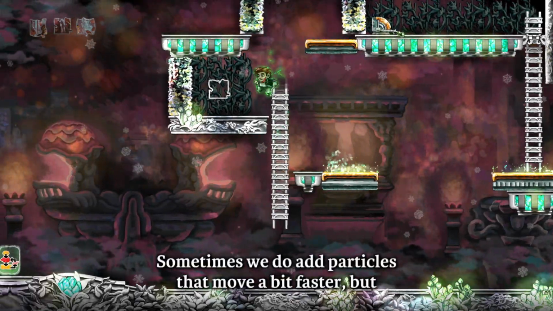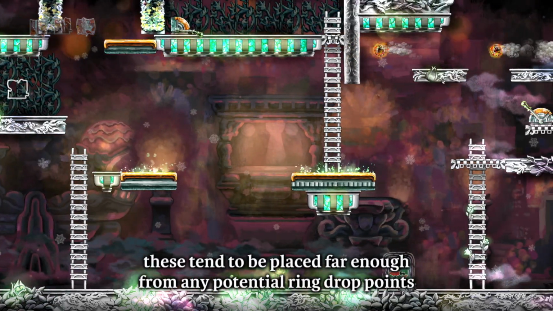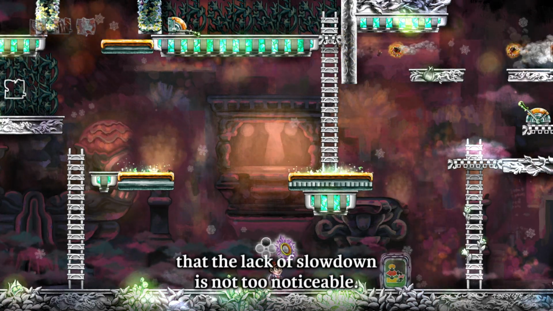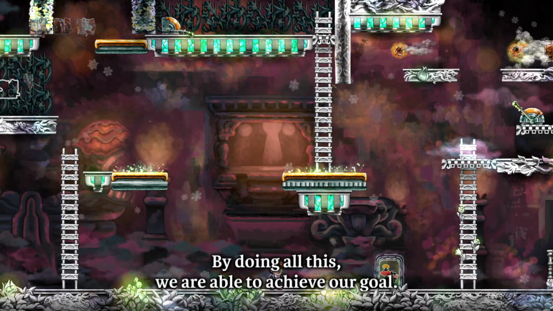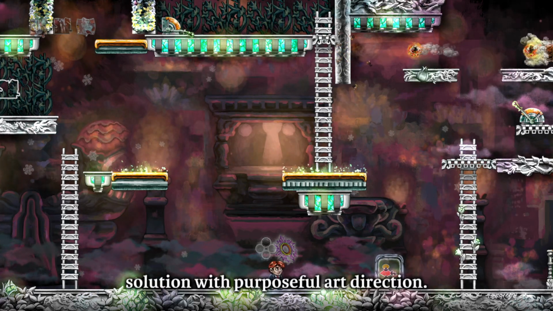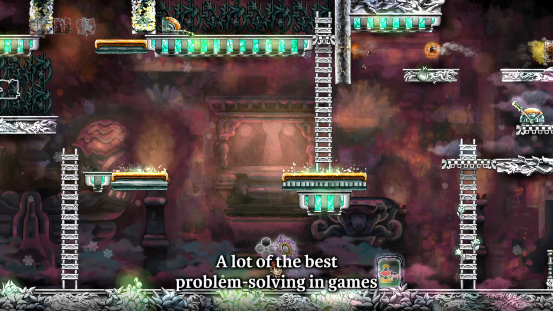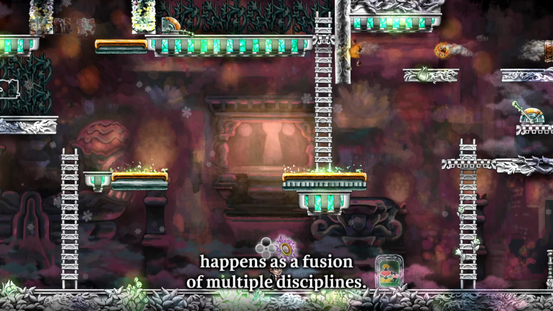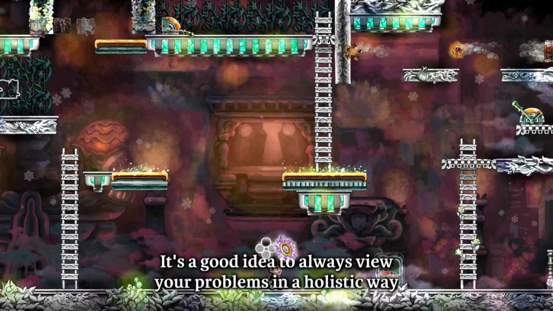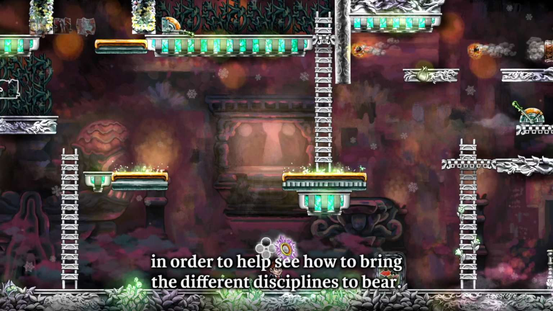Sometimes we do add particles that move a bit faster, but these tend to be placed far enough from any potential ring drop points that the lack of slowdown is not too noticeable. By doing all this, we are able to achieve our goal. Note that this was a hybrid of technical solution with purposeful art direction. A lot of the best problem solving in games happens as a fusion of multiple disciplines. It's a good idea to always view your problems in a holistic way in order to help see how to bring the different disciplines to bear.